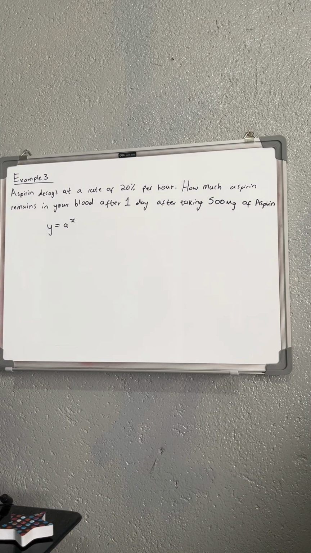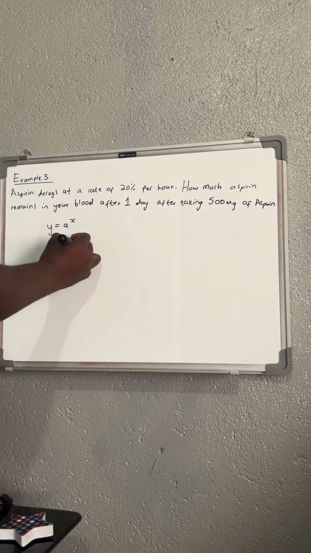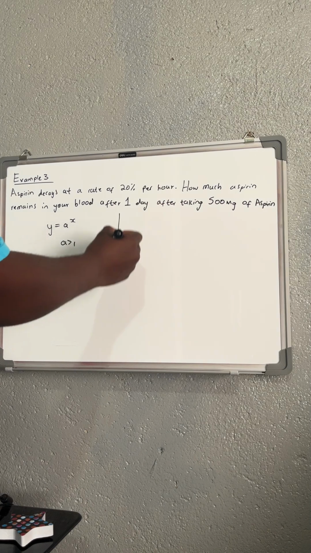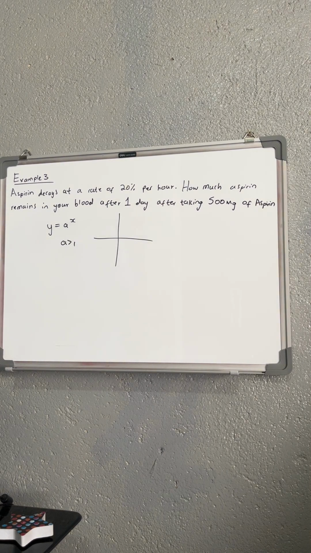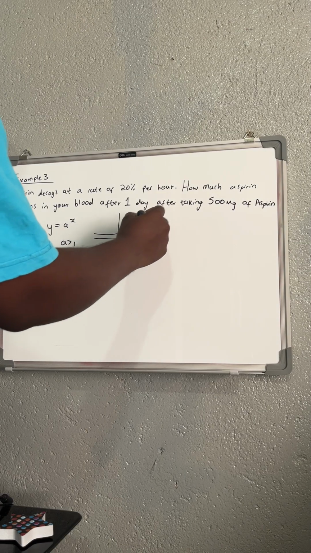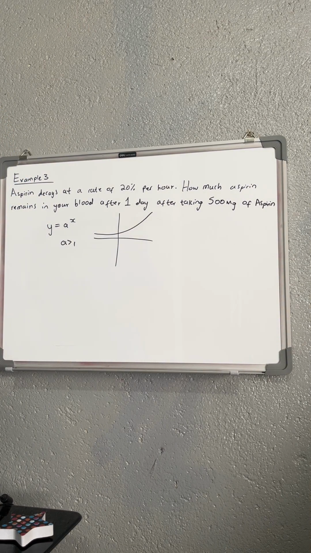So if we're looking at a graph for this one, we can only have a graph where a is greater than 1, because you can't have a graph for y equals 0 to the exponent x. And how does that graph actually look? It would look exactly like when you are making profit within your company. So you're going to have a graph that goes like that.